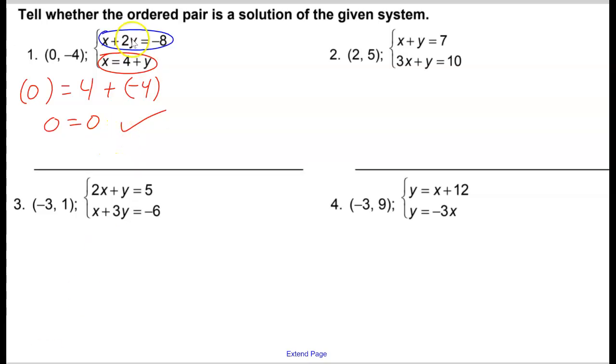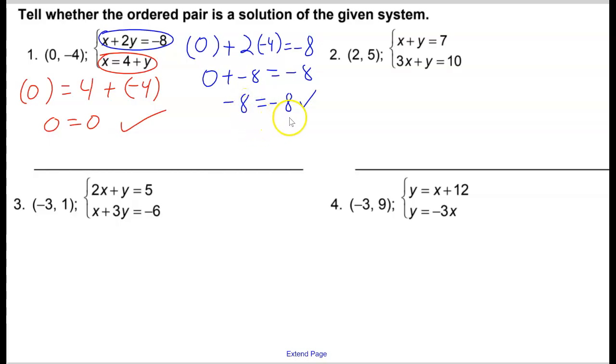Now we're going to plug it into the second equation. We got x plus 2y is equal to negative 8. We plug in the x and the y, 0 and negative 4. We got 0 plus 2 times negative 4. 2 times negative 4 is negative 8, plus 0, negative 8. Negative 8 is equal to negative 8, and that checks out. All right, let's try number 2. So this is a solution. It checks for both of them.